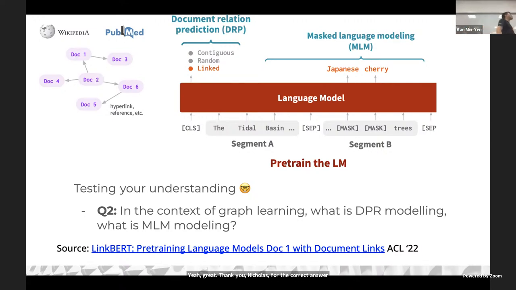Could you elaborate more? I mean, it's literally the links in documents. So each document is a node, and it's the edge between them. Yes, so it's the edge between them. Okay. So what is the masked language modeling in the context of graph learning? It should be the node prediction, right? So it's predicting the attributes of the node, right? So it's predicting what should be the word description of the node here, right?